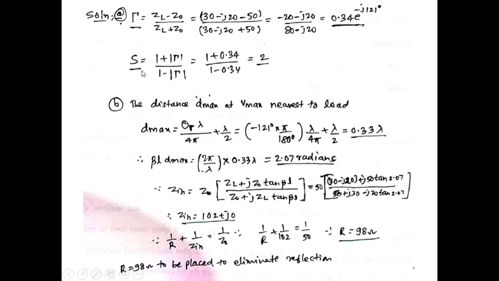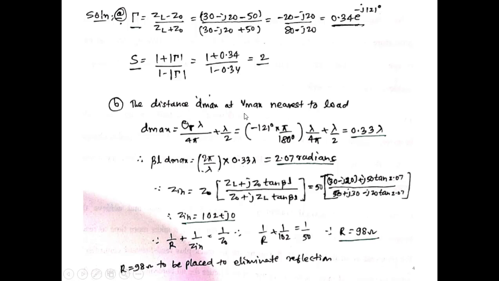And the standing wave ratio is given by 1 plus magnitude of reflection coefficient whole divided by 1 minus magnitude of reflection coefficient. The reflection coefficient magnitude is 0.34. We substitute here 1 plus 0.34 divided by 1 minus 0.34. We get this value is equal to 2. Next, solution for the D.